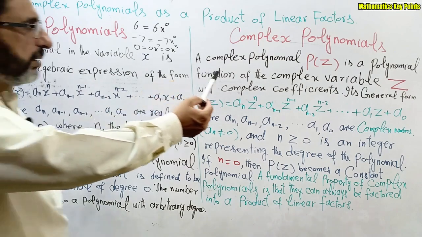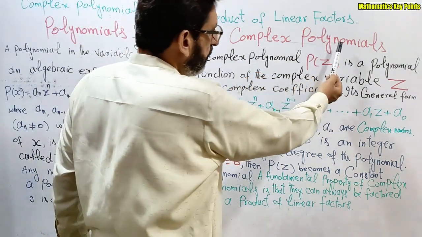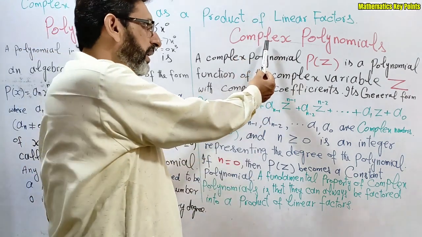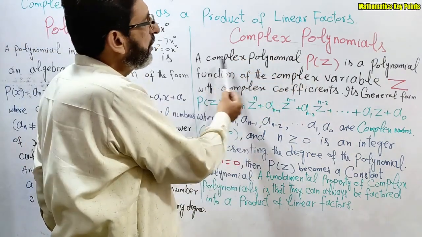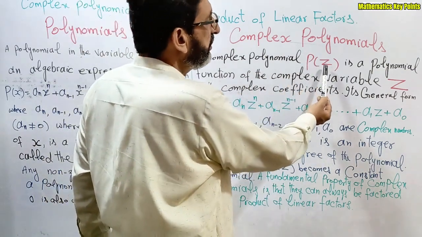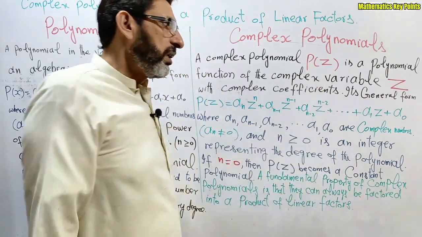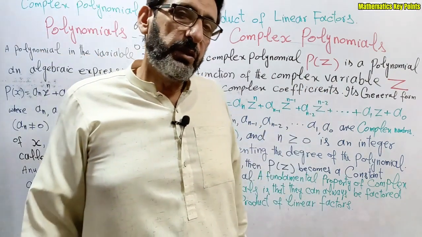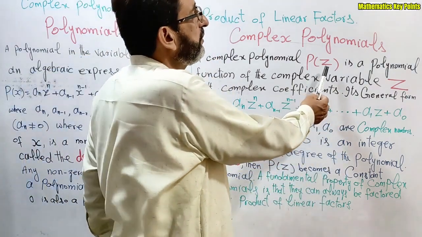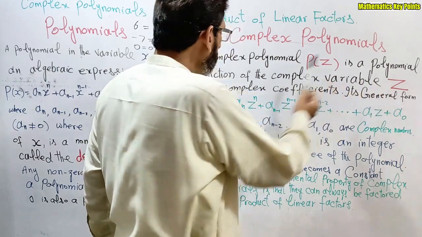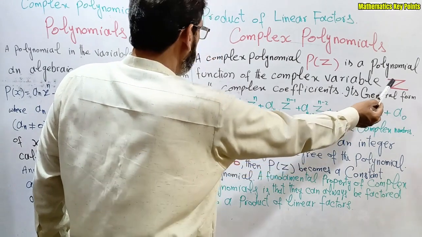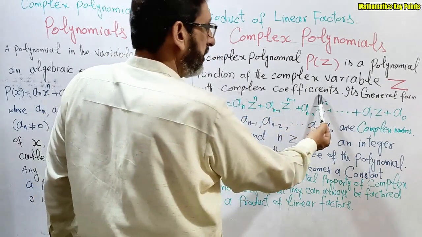Now we come to complex polynomials. We generally write p of z. Z represents the set of complex numbers. A complex number, generally represented with z, is a polynomial function of the complex variable z with complex coefficients.